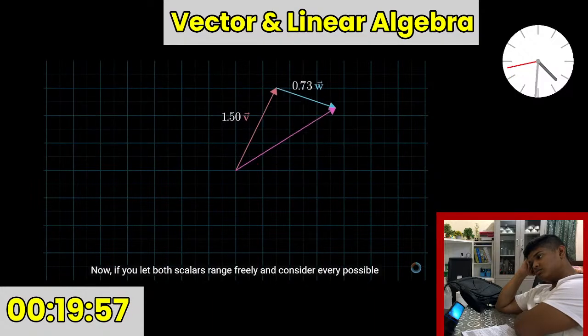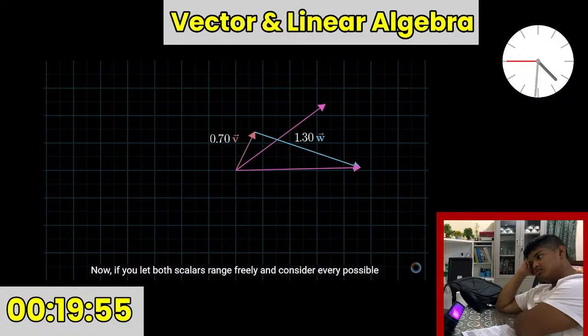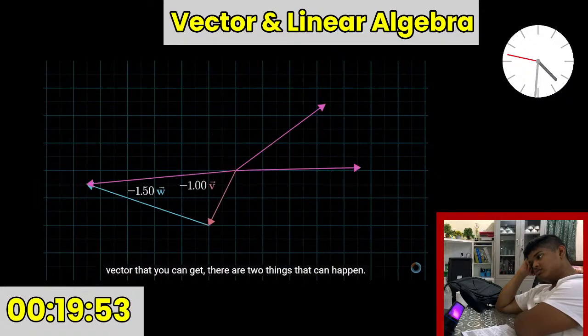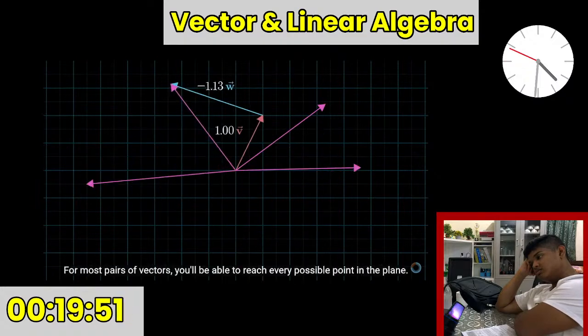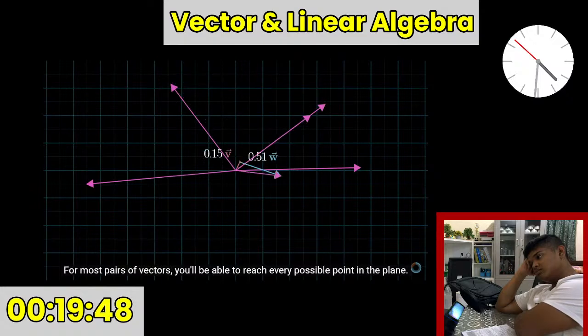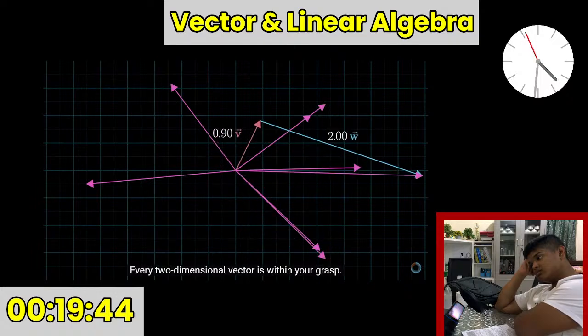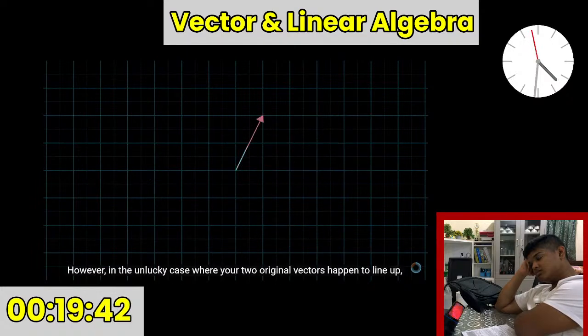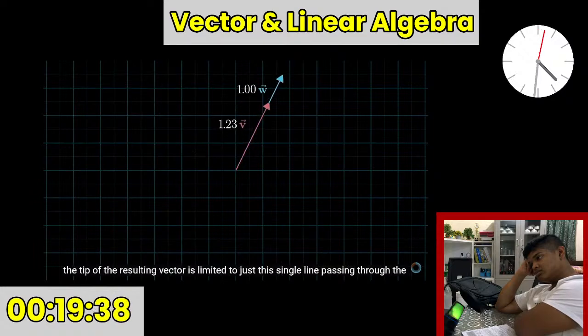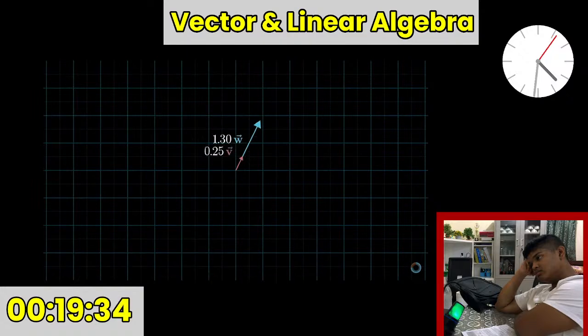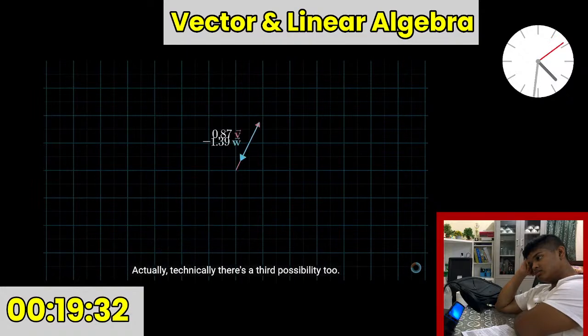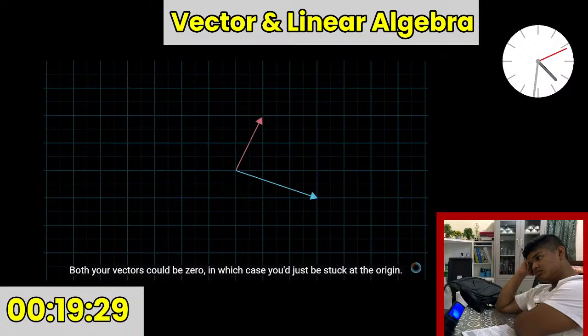Now, if you let both scalars range freely and consider every possible vector that you can get, there are two things that can happen. For most pairs of vectors, you'll be able to reach every possible point in the plane. Every two-dimensional vector is within your grasp. However, in the unlucky case where your two original vectors happen to line up, the tip of the resulting vector is limited to just this single line passing through the origin. Actually, technically there's a third possibility too. Both your vectors could be 0, in which case you'd just be stuck at the origin.